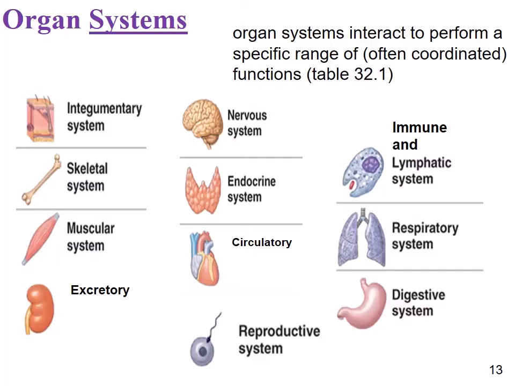The immune system and lymphatic system are kind of lumped together, but really they have separate functions. Lymphatic system helps return fluid, like extracellular fluid, to our blood, and then immune system helps fight infection. They're lumped together because there's an overlap between lymphatic and immune system, which we'll get into more later. And then respiratory system helps do gas exchange with the environment, and then digestive system helps you break down large molecules into smaller molecules and helps you absorb those molecules.